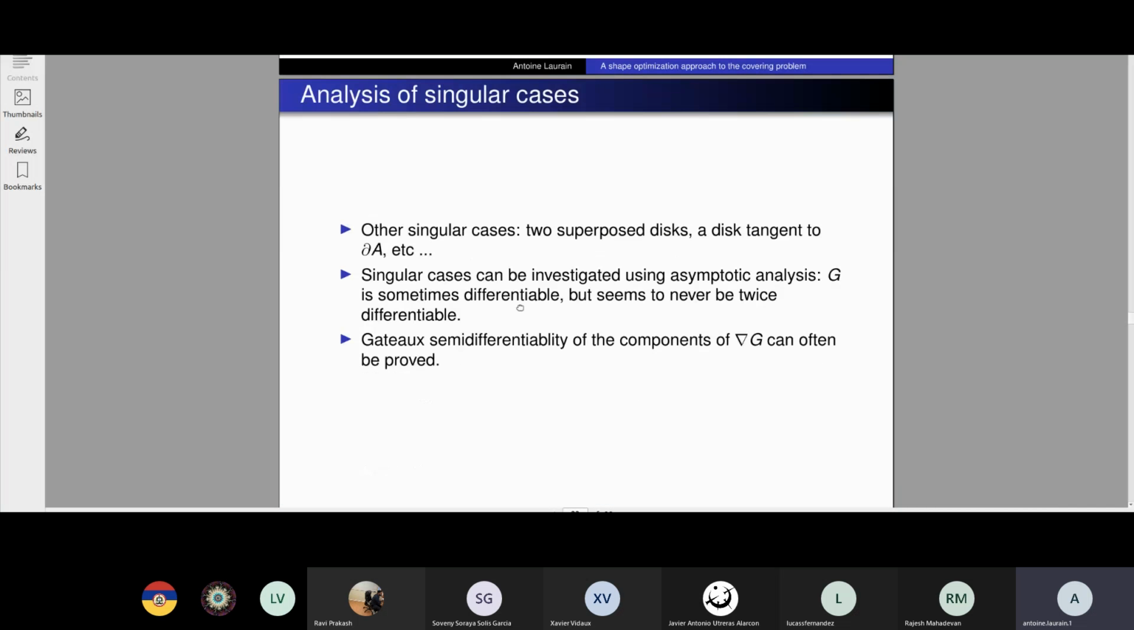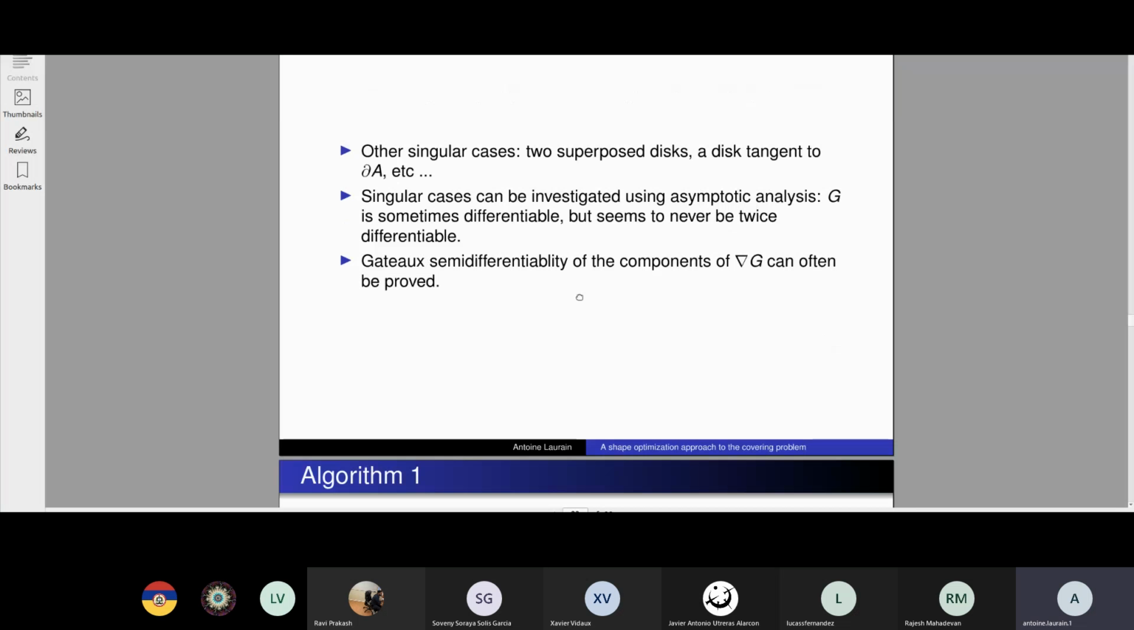So we have analyzed some singular cases, and we have studied many different cases using asymptotic analysis. So you can analyze the differentiability in these cases, but you need to use a different technique because you cannot have this mapping which is invertible between the shapes in this singular case. But you can prove some interesting results like Gateaux semi-differentiability of the components of the gradient in the case of the second derivative.